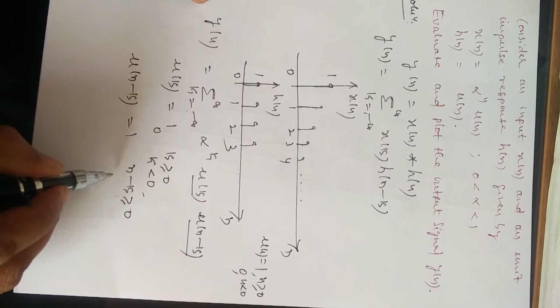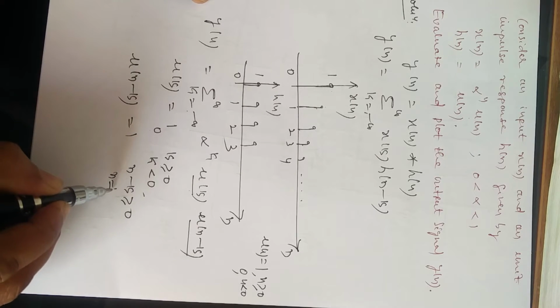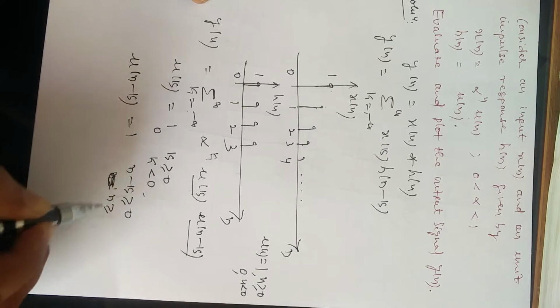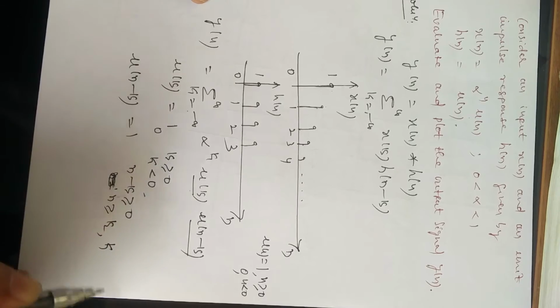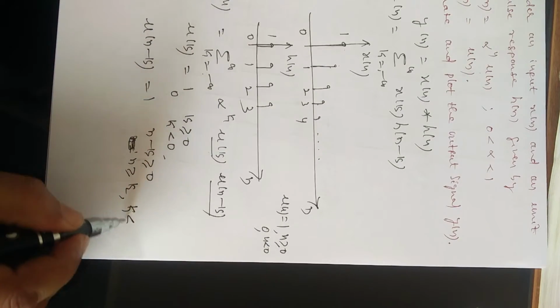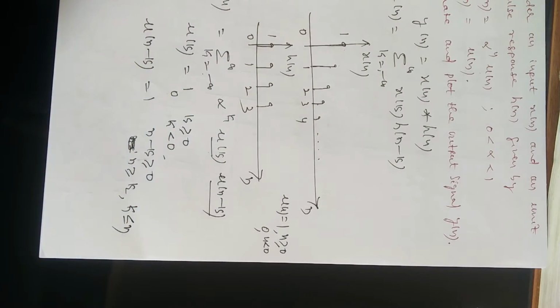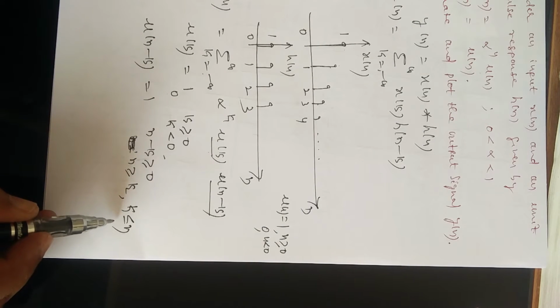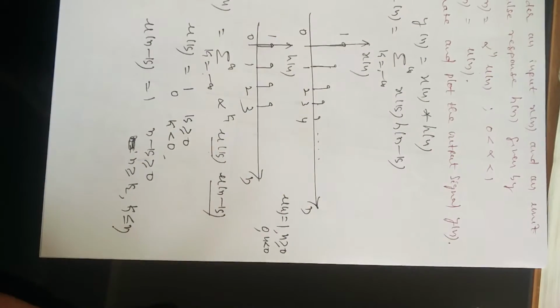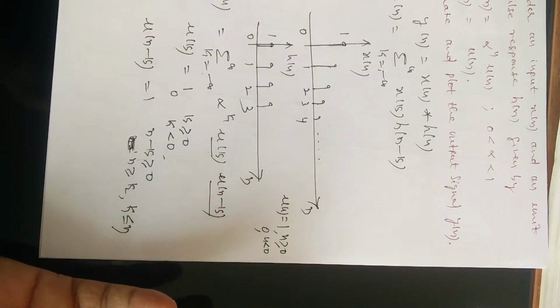That is nothing but n minus k is greater than or equal to 0. It is nothing but k is less than or equal to n. That means k should be less than or equal to n. What is the other meaning of this? k should not be greater than n. That means that gives the upper limit of this.